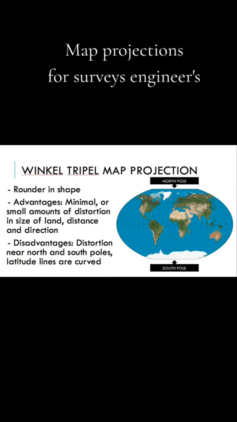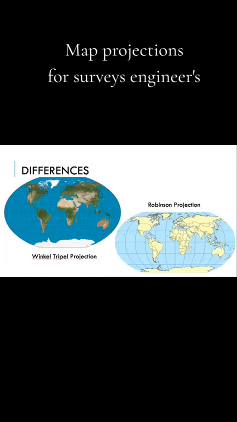And you'll also notice that the latitude lines are curved. So we've talked about latitude lines being parallel to one another, but in this particular map projection, they are not. Now, one of the biggest differences between the Winkel-Triple and the Robinson projection are their sizes. I wanted to point this out to you.